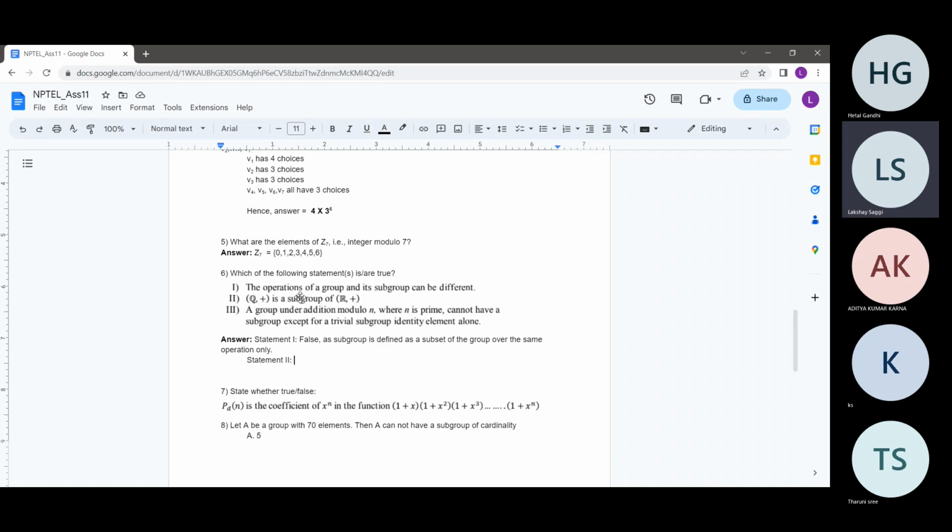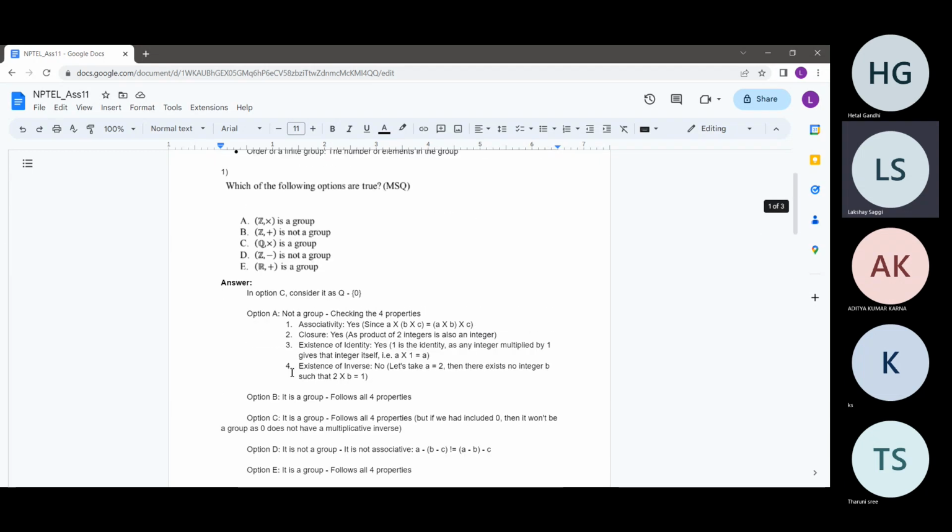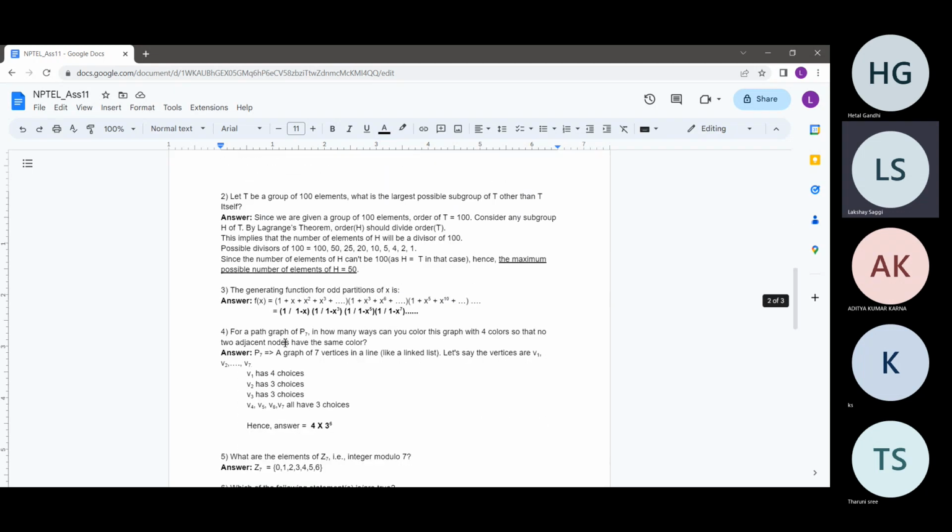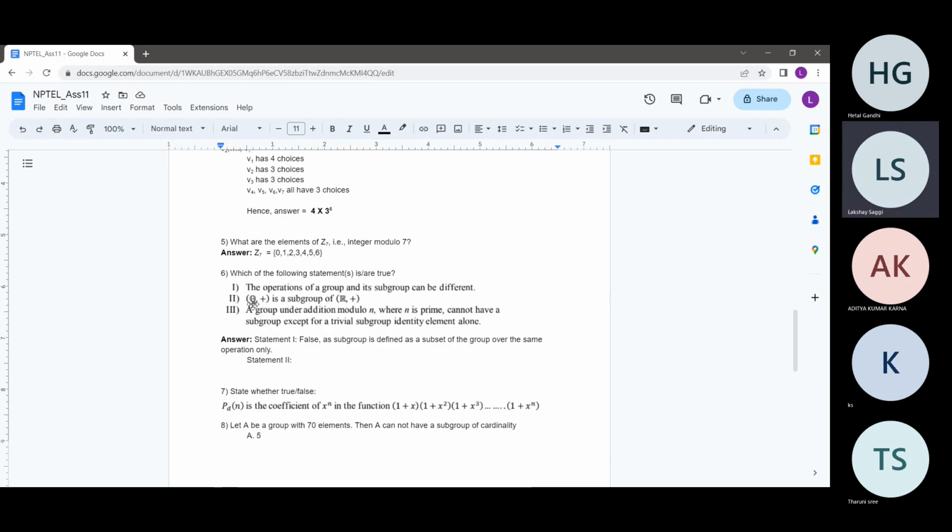So first of all, to check whether it is a subgroup, we need to first check whether this follows all the four properties of the group, right? So like the set of rational numbers over addition, will they actually form a group? I think we had already shown in the first question that option C, the set of rational numbers over multiplication, is a group. So similarly here also, you can just check that this will follow all the four properties of the group.